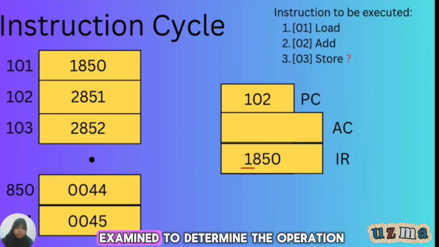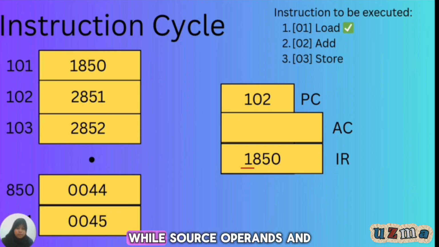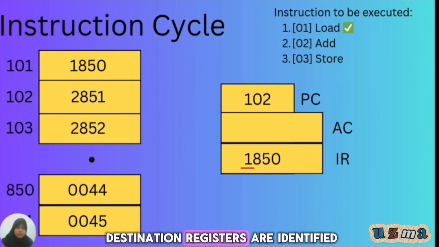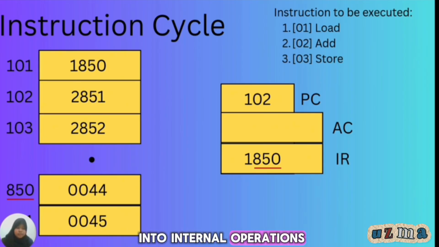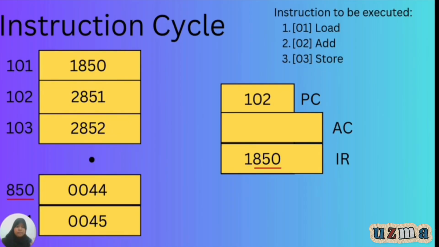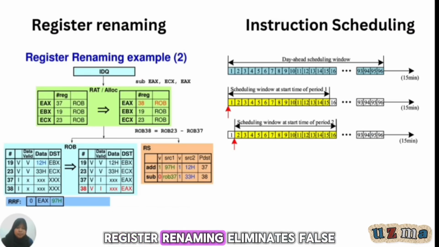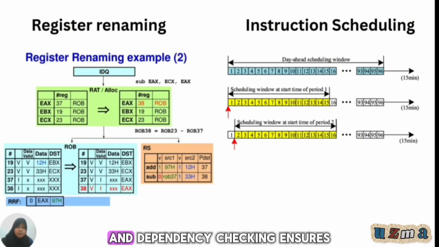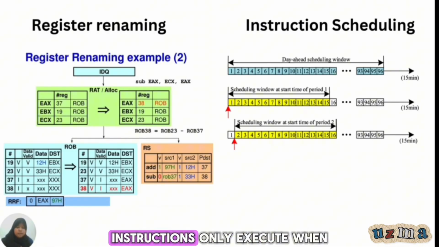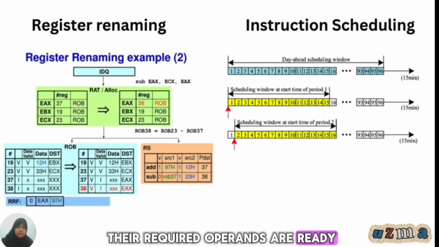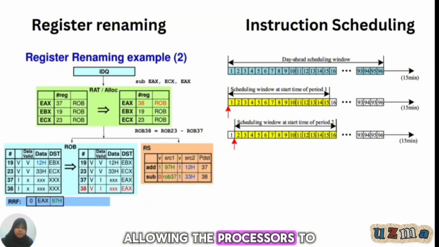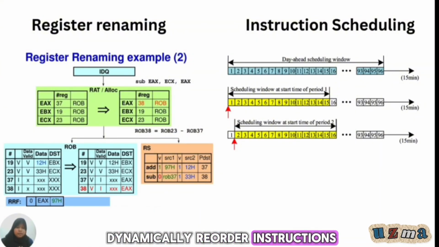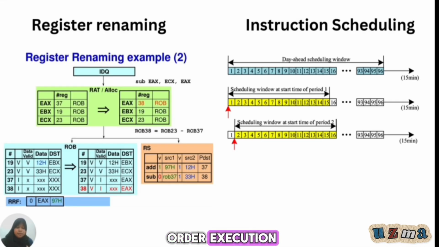The opcode is examined to determine the operation, while source operands and destination registers are identified. The instruction is then translated into internal operations suitable for the CPU's execution units. Advanced techniques are used at this stage to improve performance. Register renaming eliminates false data dependencies, and dependency checking ensures instructions only execute when the required operands are ready. Decoded instructions are placed into an instruction scheduling window, allowing the processor to dynamically reorder instructions and support out-of-order execution.